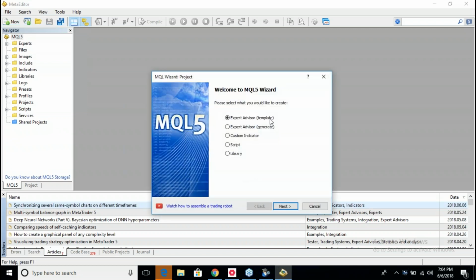So I'll open a new project, and it says welcome to the MQL5 wizard. You will then say you want to generate a MQL5 expert advisor. So you click on that selection.